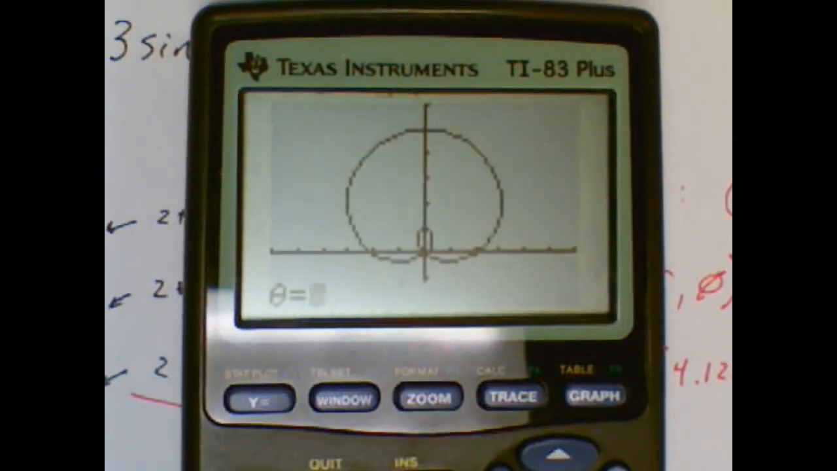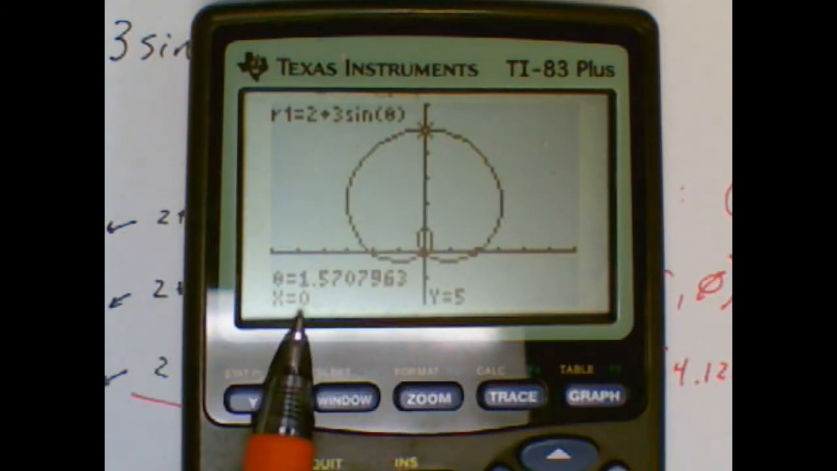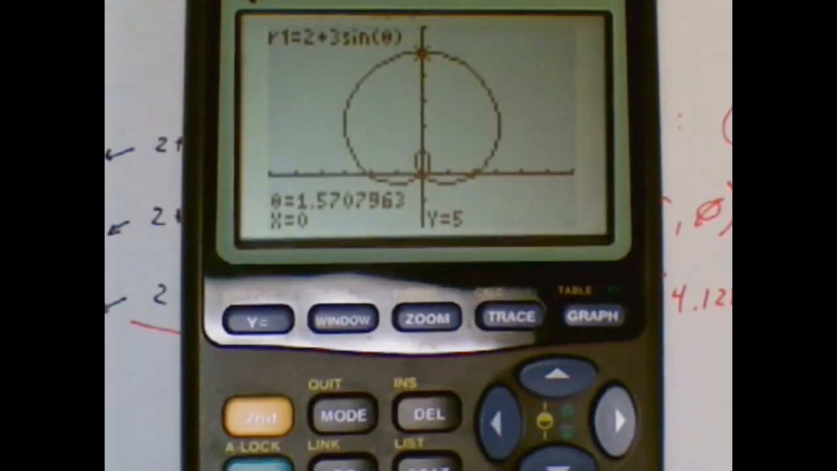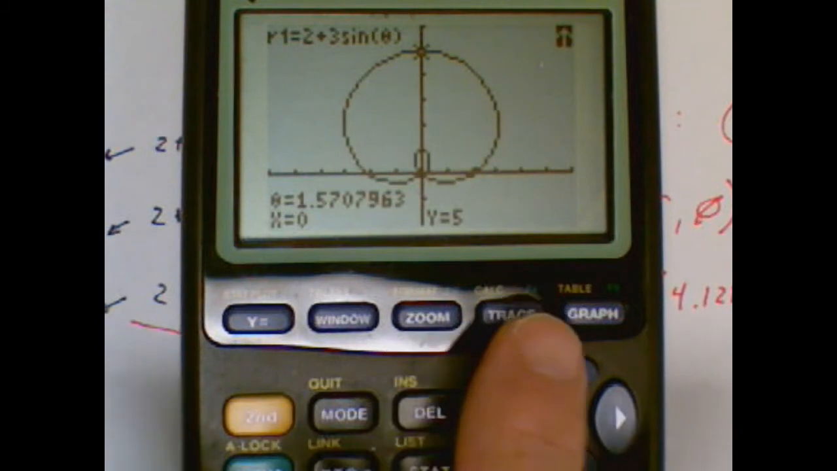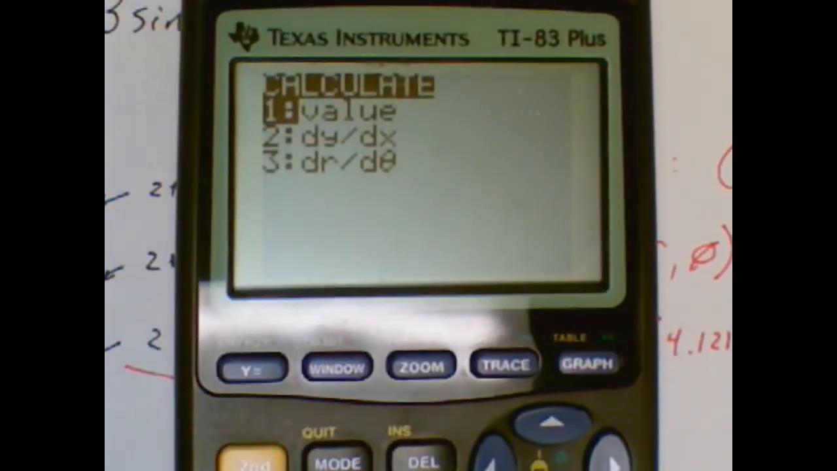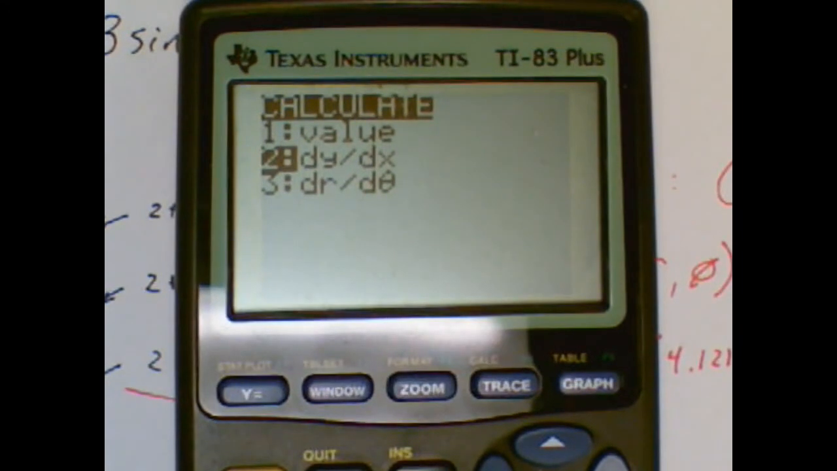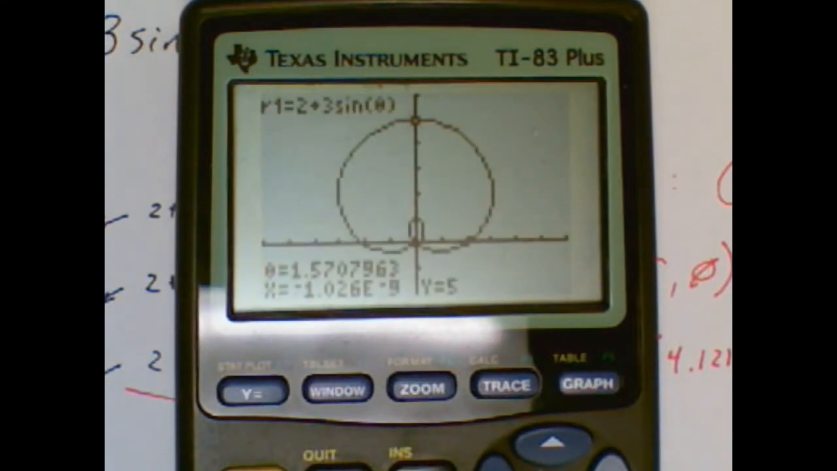and then like you would expect, you can find a derivative, you can find a value. So if I hit theta equals pi divided by 2, I'm using the value option right now. It shows me where we are at pi over 2. My x value is 0, my y value is 5. Okay, if I go back to this second calc, and I'll just try a dy dx or a dr d theta. We'll be talking more about these later. So I'll do a dy dx, and I'll do it at pi divided by 3.